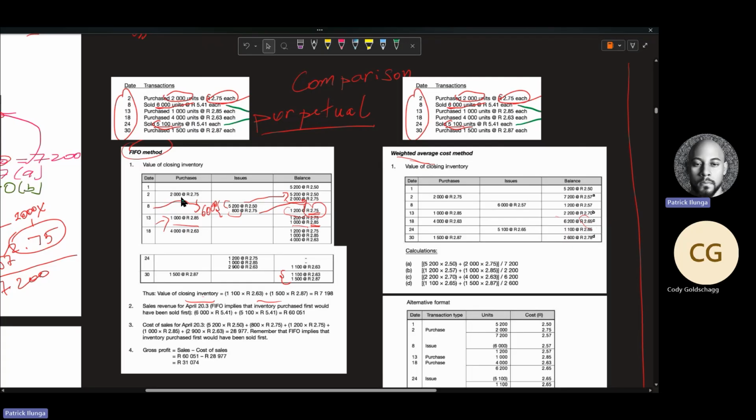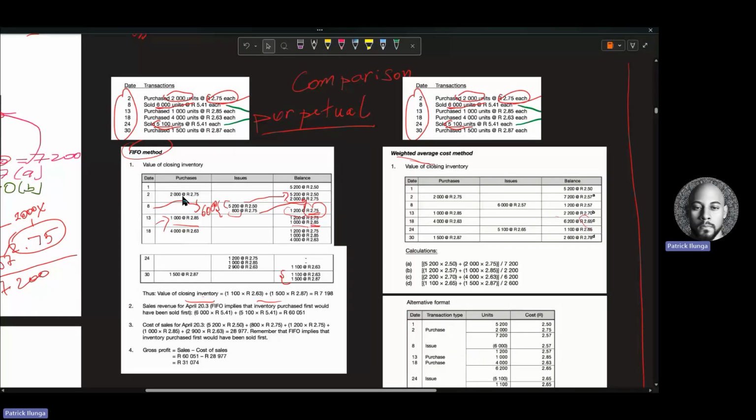But then on the second, we had another purchase of 2,000 units at 2.75. What is now the total? The total is now 5,200 units at 2.5. You don't do an average here. There's no need to do an average here, because what comes first needs to go first, and what comes after needs to go after. That's basically the FIFO. But now, on the 8th, we sold 6,000 units.